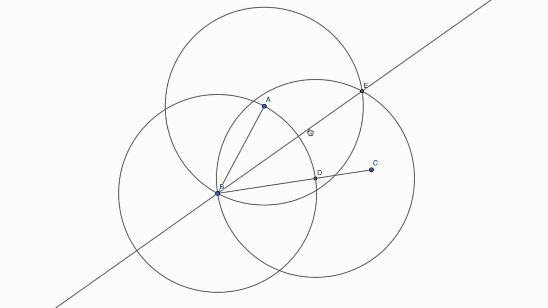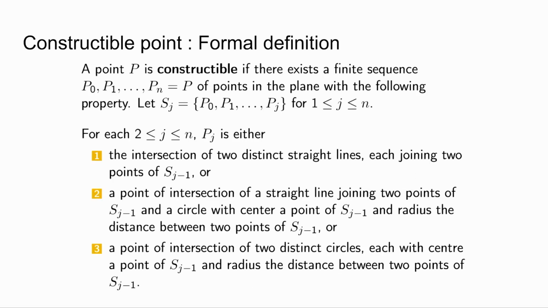Now that we have seen some constructions, let's talk about the formal definition of a constructible point. If we keep in mind the three pictures that we saw earlier, the intersection of two lines, the intersection of a line and a circle, and the intersection of two circles, the formal definition lines up exactly with 1, 2, and 3. However, to define this rigorously, we need to talk about how to actually construct these line segments.